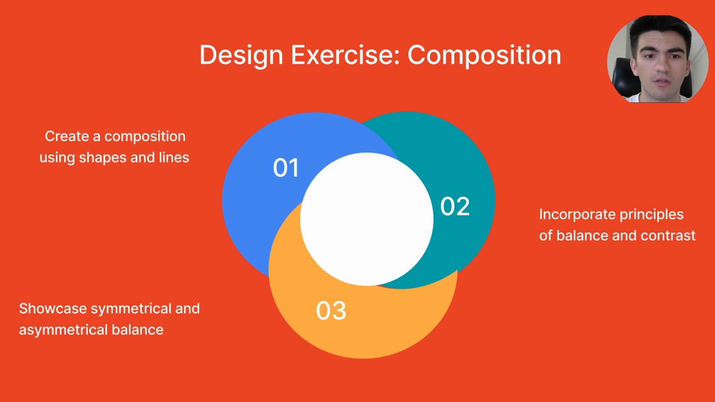Let's put these principles and elements into practice with a simple design exercise. Your task is to create a composition using shapes and lines while incorporating the principles of balance and contrast. Aim for a visually engaging design that showcases both symmetrical and asymmetrical balance. Start by arranging different shapes and lines. Play with size, colors, and positions to achieve a harmonious balance. Don't forget to incorporate contrast to make your design pop.